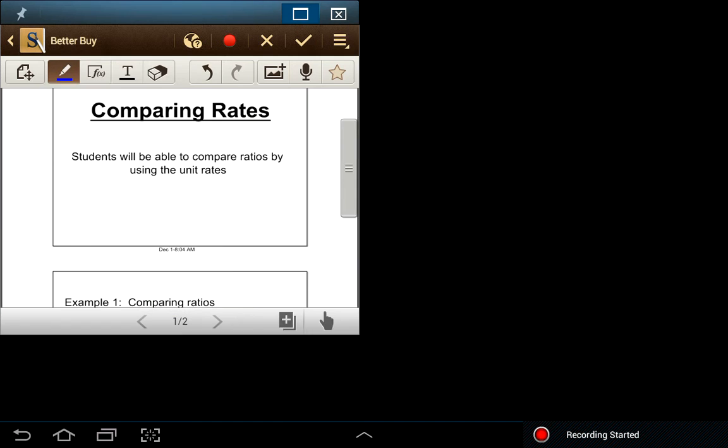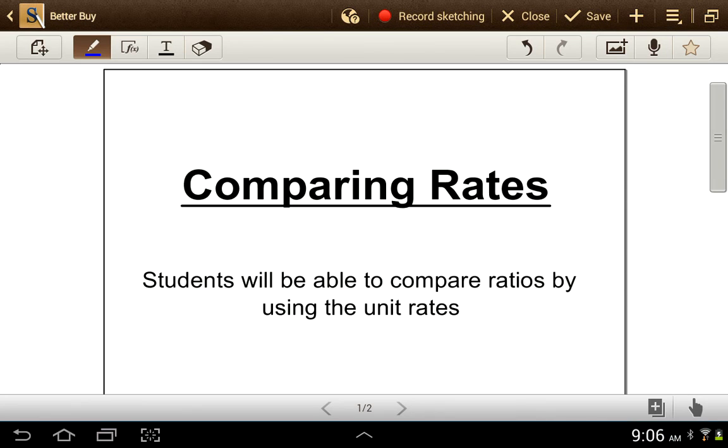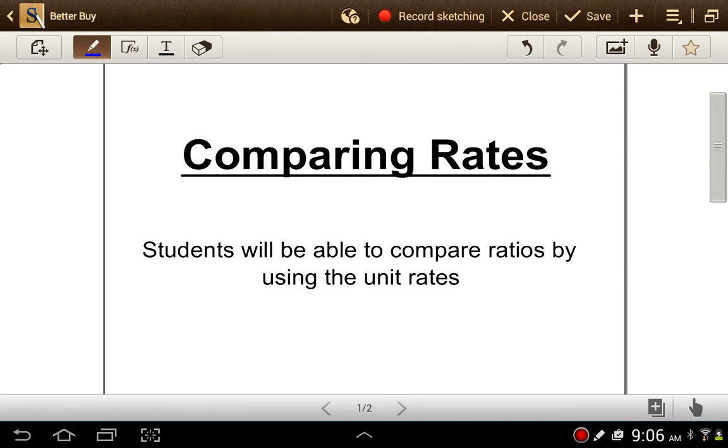Okay, today we're going to talk about comparing rates. This is going to include better buy in it. In comparing rates, students will be able to compare ratios by using the unit rates. So we're going to find the unit rates for these, and then we can compare with the unit rates because we've brought it down to a quantity of 1 for the denominator for both of them. So then we can compare the numerators.